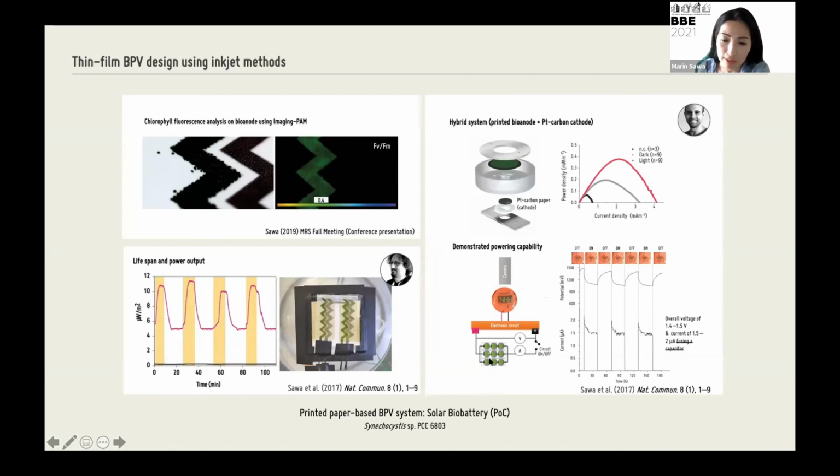And with this hybrid system, even though not fully printed, we demonstrated the powering of something useful like a digital clock here over the period of 3 hours. However, you can see there's an intermittent rest from the cells every half an hour. And this is one of the limitations of this kind of biological system for electricity generation.